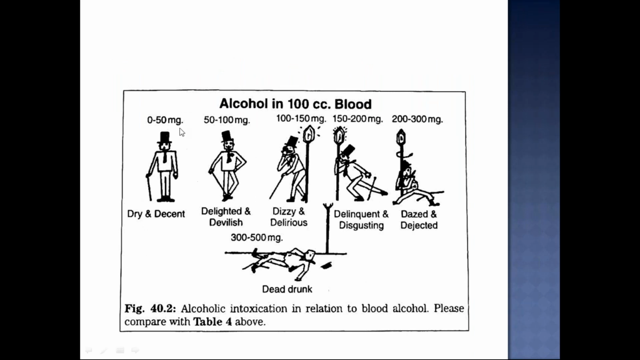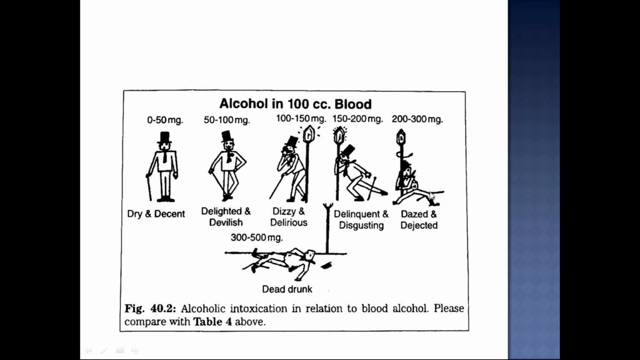You can see in 0 to 50 milligrams, the person is standing, he is dry and decent. And in 50 to 100, he is delighted and devilish. In about 100 to 150, he is dizzy and delirious. He needs a support. And in about 150 to 200, he is delinquent and disgusting. He will not be able to stand properly. In about 200 to 300, he is dazed and dejected.